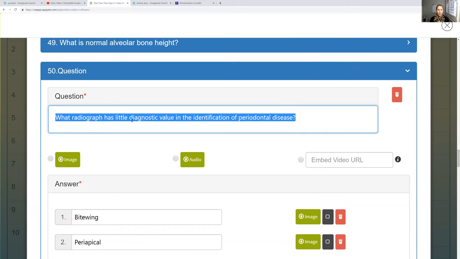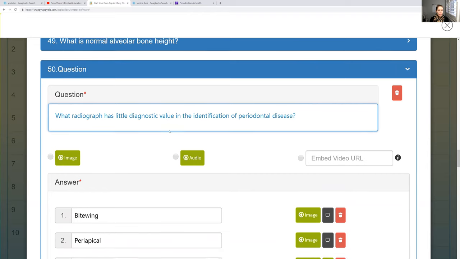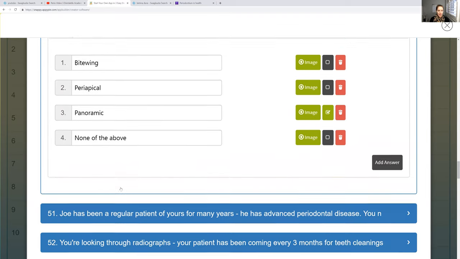So when you read this question, hopefully you were thinking, oh, well, Andrea talked about that in the last video. So I know out of these answers, the least effective for looking at perio is the panoramic x-ray.